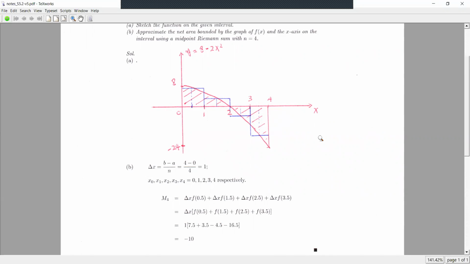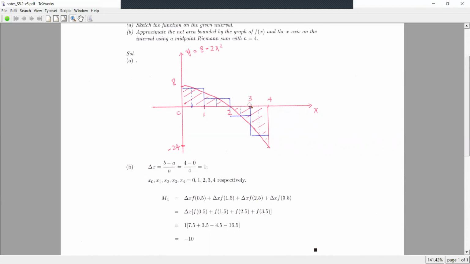Use function values at midpoints. Over the first subinterval, pick the midpoint. Between 0 and 1, the midpoint is 0.5. Use the function value at 0.5 as the height to build a rectangle. The area of this rectangle is delta x times the function value. Over the second subinterval, the midpoint is 1.5. So the function value at 1.5 is the height of the rectangle. The area is the base delta x times the function value at 1.5.